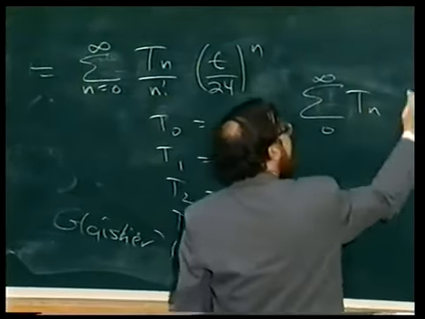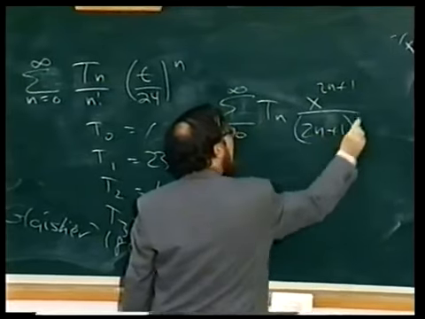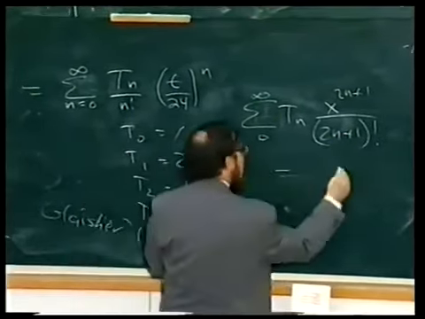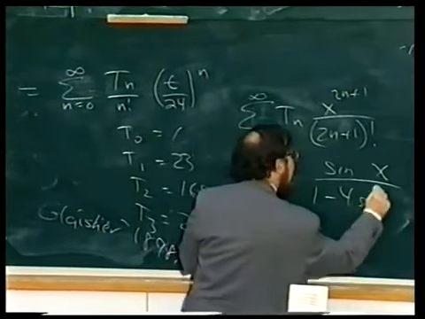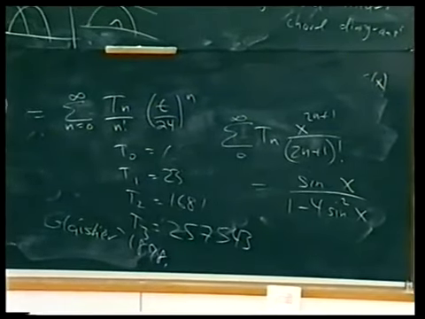One is, if you make a slightly different generating function with exactly the same Tn's, but instead of dividing by n factorial, you divide by (2n+1) factorial, then it's an elementary function. It's sine x over 1 minus 4 sine squared x. So that defines them and defines everything.